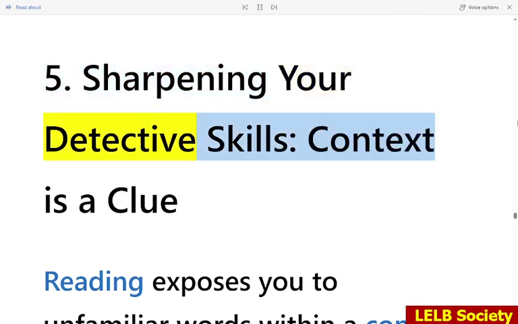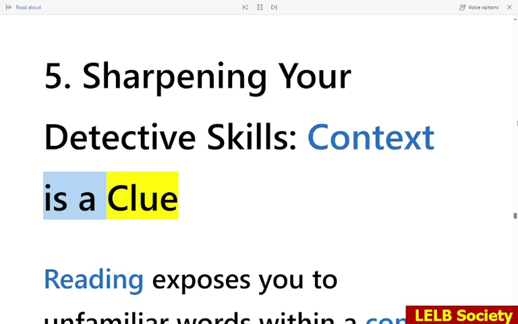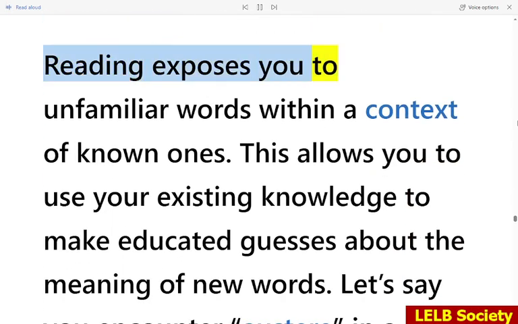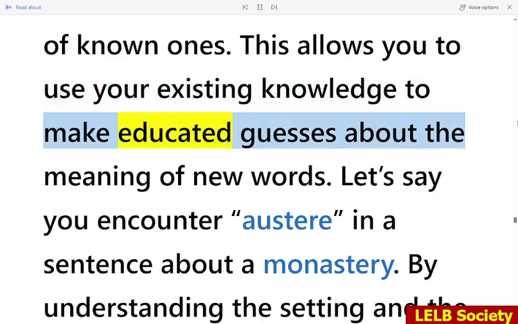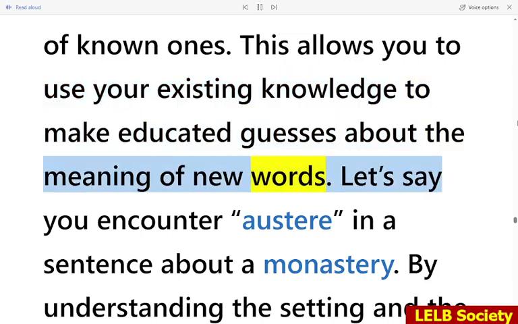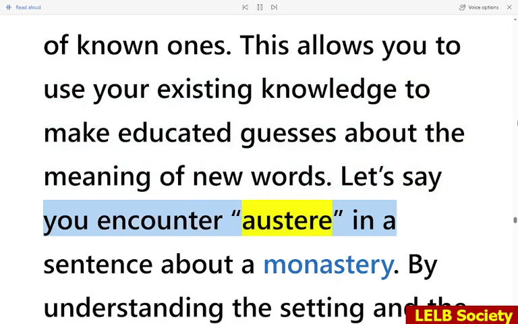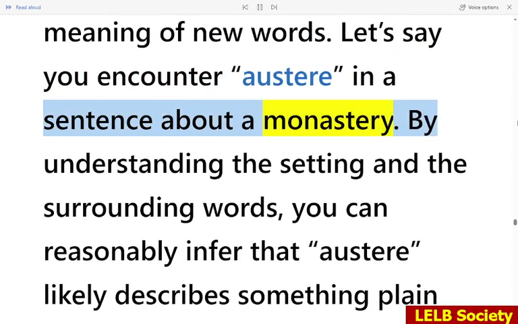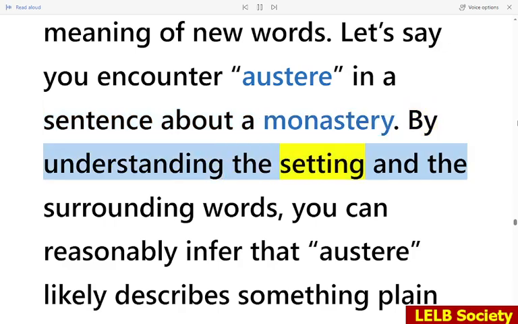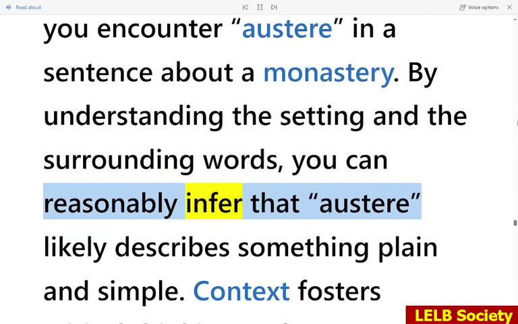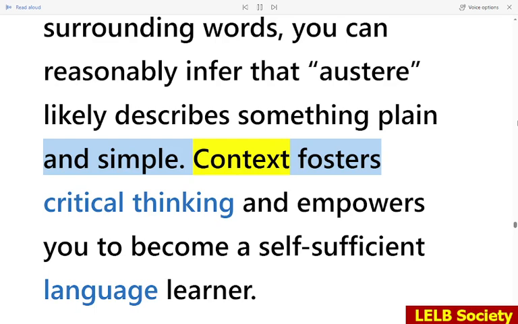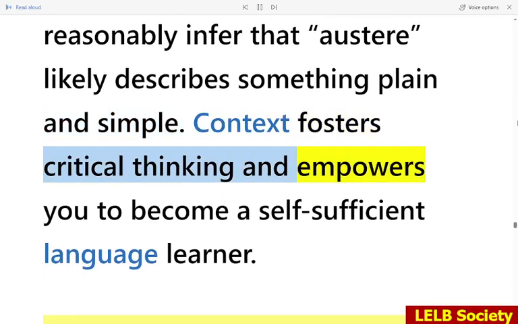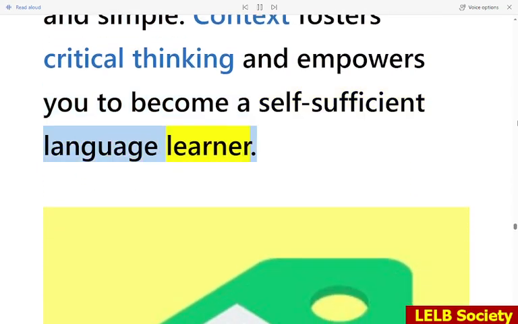5. Sharpening your detective skills, context is a clue. Reading exposes you to unfamiliar words within a context of known ones. This allows you to use your existing knowledge to make educated guesses about the meaning of new words. Let's say you encounter austere in a sentence about a monastery. By understanding the setting and the surrounding words, you can reasonably infer that austere likely describes something plain and simple. Context fosters critical thinking and empowers you to become a self-sufficient language learner.